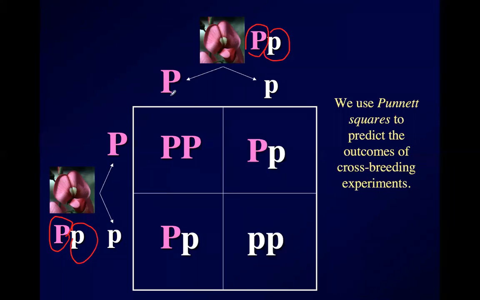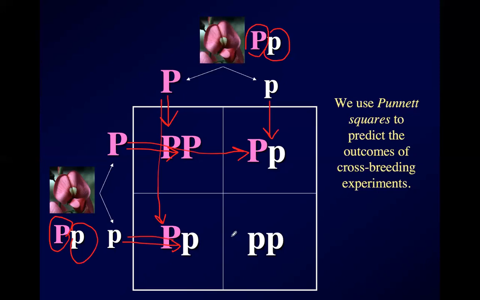So this square right here represents offspring that got a big P from one parent and a big P from the other parent. This square here represents the ones that got a big P from one parent and a little p from the other parent. This square here represents those offspring that got a little p from one parent and a big P from the other parent.